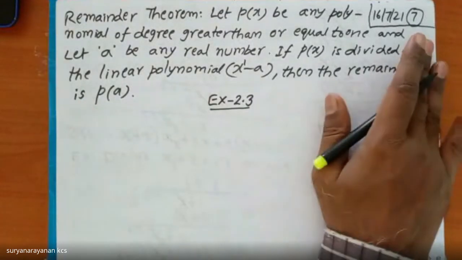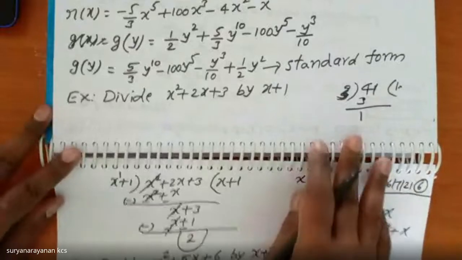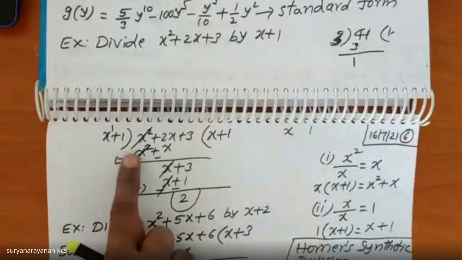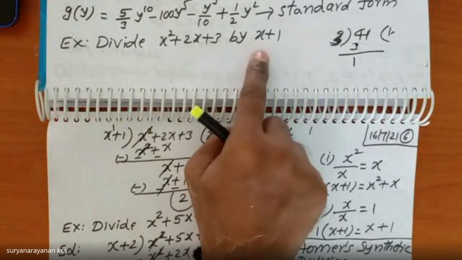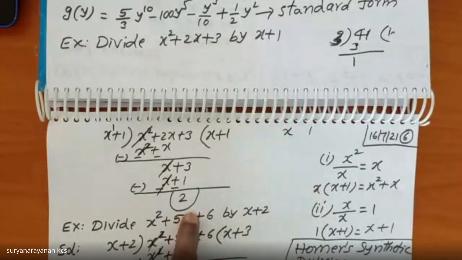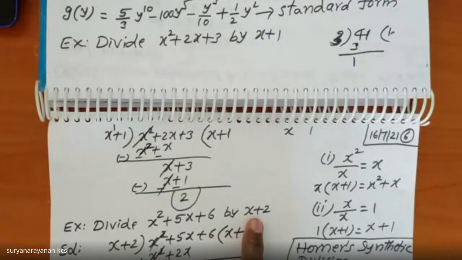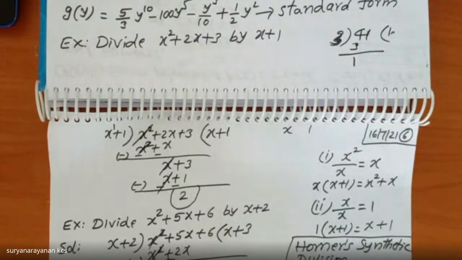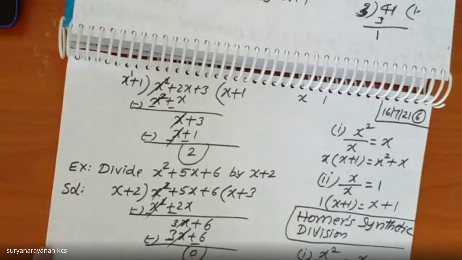I have explained by an example. Here I divided the polynomial x square plus 2x plus 3 by x plus 1. We got remainder 2. Again, I divided a polynomial by a linear polynomial, and in this second example we got remainder 0. Yes or no?